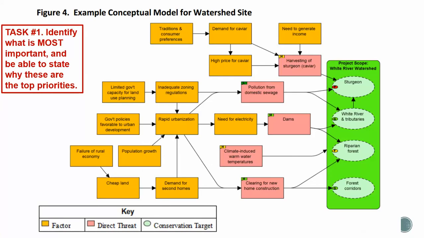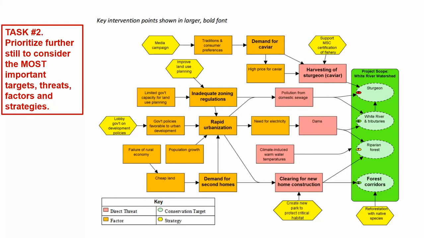So if you remember, we were moving down towards getting a situation analysis, or identifying a set of targets like the sturgeon, White River tributaries, riparian forest corridors over here, identifying threats and factors, and that this is the first task: identify what is most important, and to be able to state why these are the top priorities, why these things rose to the top and other things did not, because surely in a landscape like this there's more than four things that you could be interested in, and that this is what this group has said that they were interested in. The second task is then to prioritize still further and consider amongst these things what are the most important targets, threats, and factors and strategies.